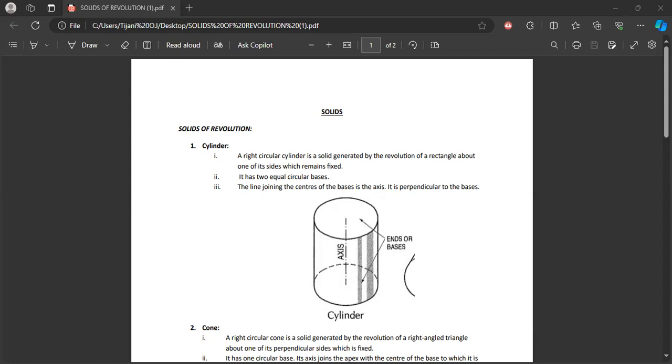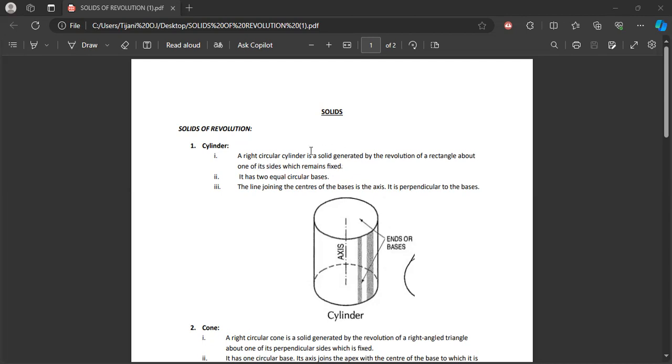So the first video focused on polyhedra, and we talked about seven of them. Here we are looking at solids of revolution, and the first among them is the cylinder. What you need to know about a cylinder is what I put here. The first one is that a right circular cylinder is a solid generated by the revolution of a rectangle about one of its sides, which remains fixed.